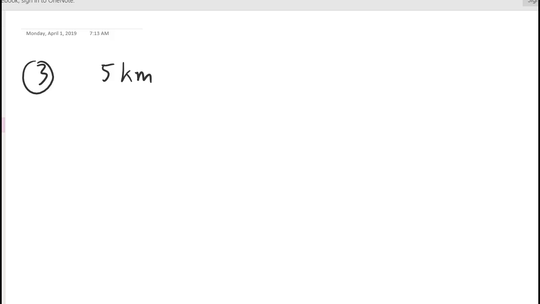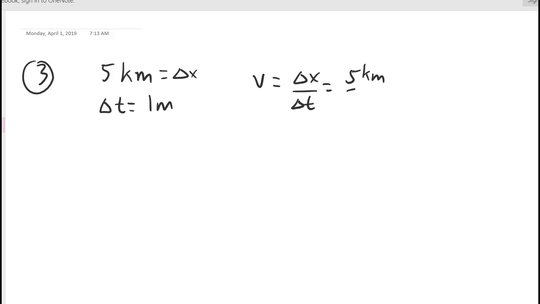And the time it takes is going to be 1 minute. So 5 kilometers equals delta x. Now, it wants to know the average speed, and the speed is delta x divided by delta t. So in this case, we would have 5 kilometers divided by 1 minute. But they actually asked that we do this in kilometers per hour. So now we have to do some unit changes.